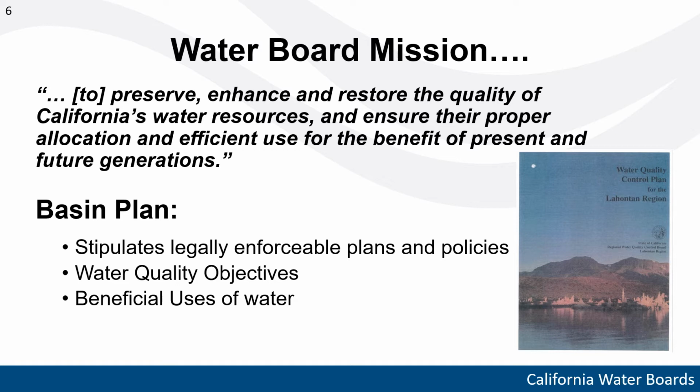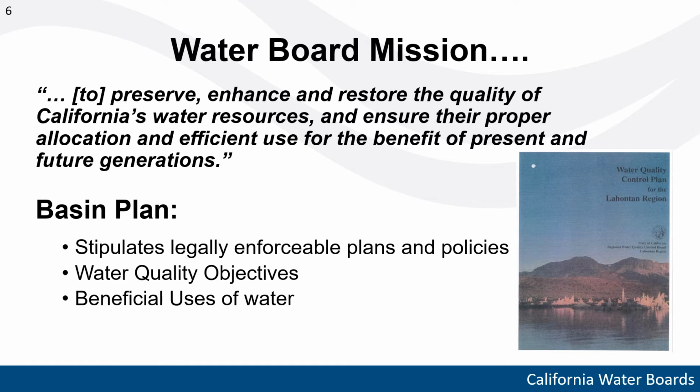So let's begin with the Water Board's mission. The primary responsibility for protection of water quality in California rests with the State Water Resources Control Board and the 9 regional water quality control boards, of which the Lahontan region is one. The Water Board mission is to preserve, enhance, and restore the quality of California's water resources for the benefit of present and future generations, and generally, we accomplish this mission through regulating discharge of waste through permits.